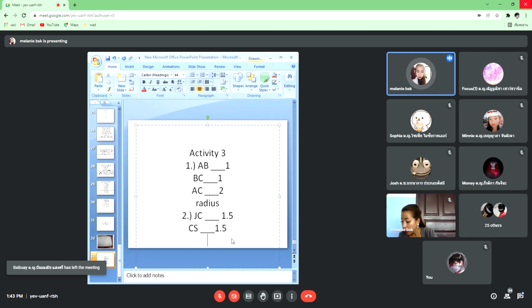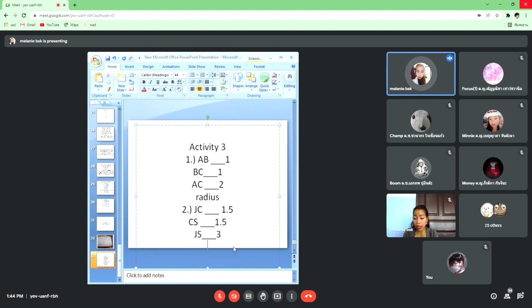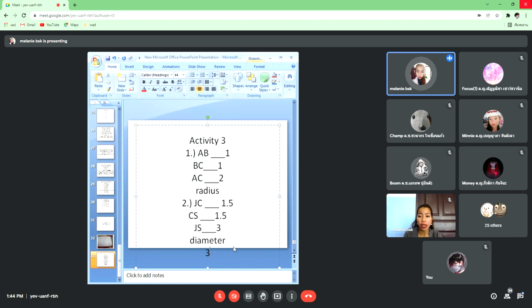Okay, next we have the diameter JS. How many centimeters? It's twice the measurement of the radius. How many? 3. Very good. That is 3 centimeters. Now we have: the radius is half as long as the diameter. The last one is diameter. Okay, so now we're going to move on with number 3.